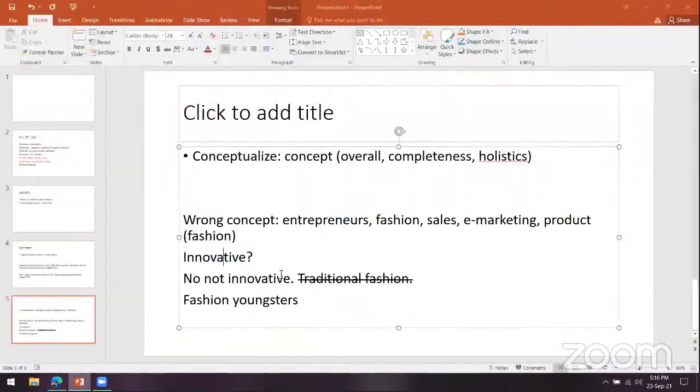So if the study does not put innovation into the fashion, how are we going to make sure the fashion is going to be liked by the youngsters? You tell me. So the concept that they provide is not complete because innovation has not been placed. That is what we call conceptualizing. It has to be complete. It has to be overall. It has to be holistic if possible, trying to represent a complete picture.